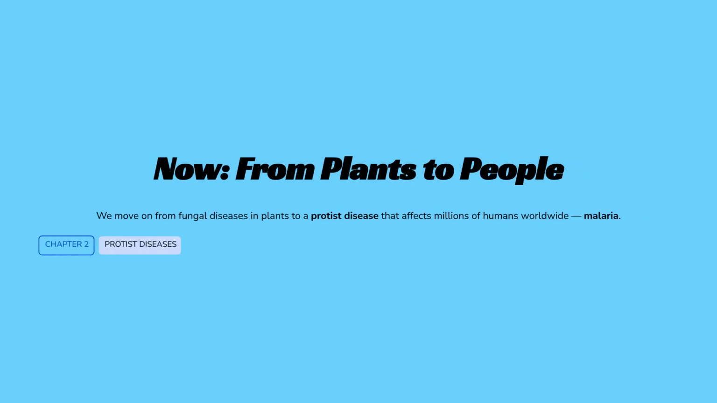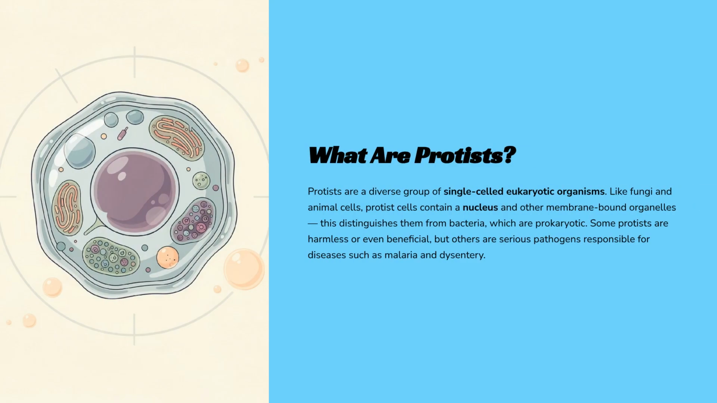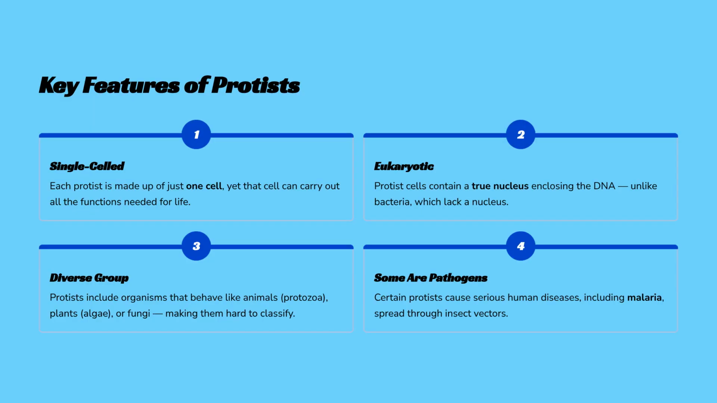Now we transition from plant diseases to a major human health issue: malaria, a disease caused by a protist. What are protists? They are diverse, single-celled eukaryotic organisms. They possess a nucleus, distinguishing them from bacteria. Some are helpful, but others, like the cause of malaria, are dangerous pathogens. Protists are defined by being single-celled, eukaryotic, and highly diverse. Most importantly, some are pathogens that spread through insect vectors to cause serious human illnesses.